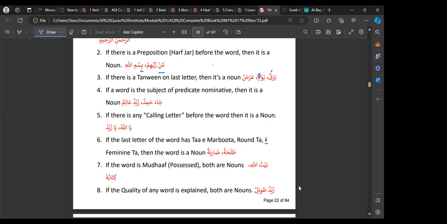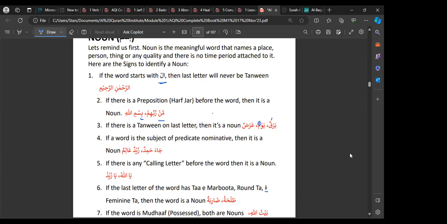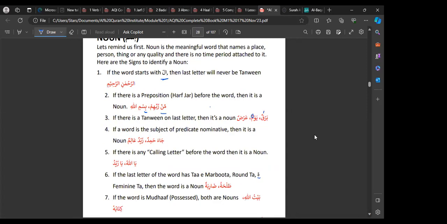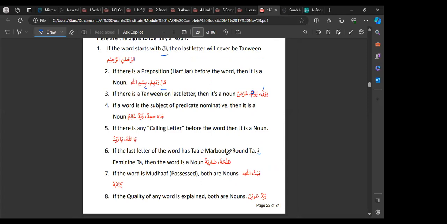Is that clear? Thank you. No problem. And that's it for the signs of nouns. Now again, this is something that when you're analyzing the Quran, you will be more familiar with this. So this is theory, but when you get to the practical, you will memorize this theory a lot more easily, inshallah. So now you have your first exposure to it, and you have your reference point. So if you're stuck, you can always go back to this page and check if it ticks any of these boxes, and then you'll know whether it's a noun or not. Okay.